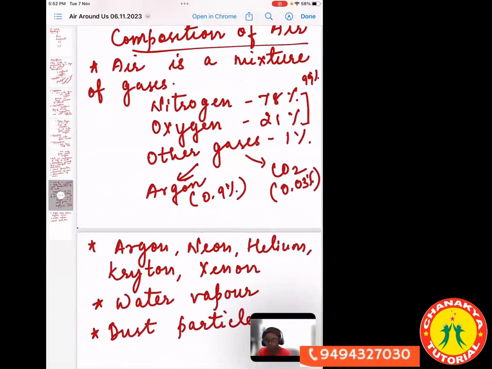Then we have started with the composition of air. We know air is a mixture of gases. Nitrogen is present in 78%. Oxygen is present in 21%.